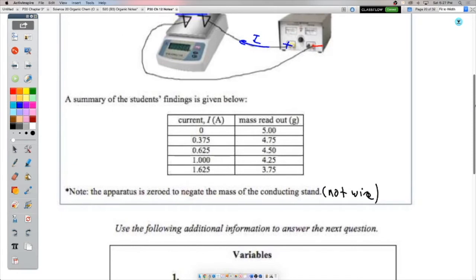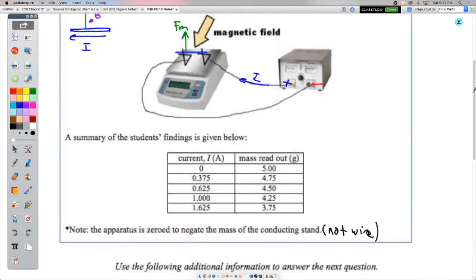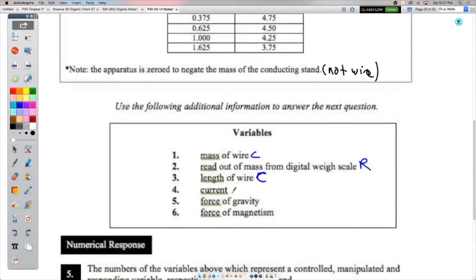Okay, the current. So there we go. That's what we're manipulating, right? We're increasing the current and seeing the response in the mass readout. So current would be our manipulated variable. And there better only be one manipulated variable, or this is not a good experiment.